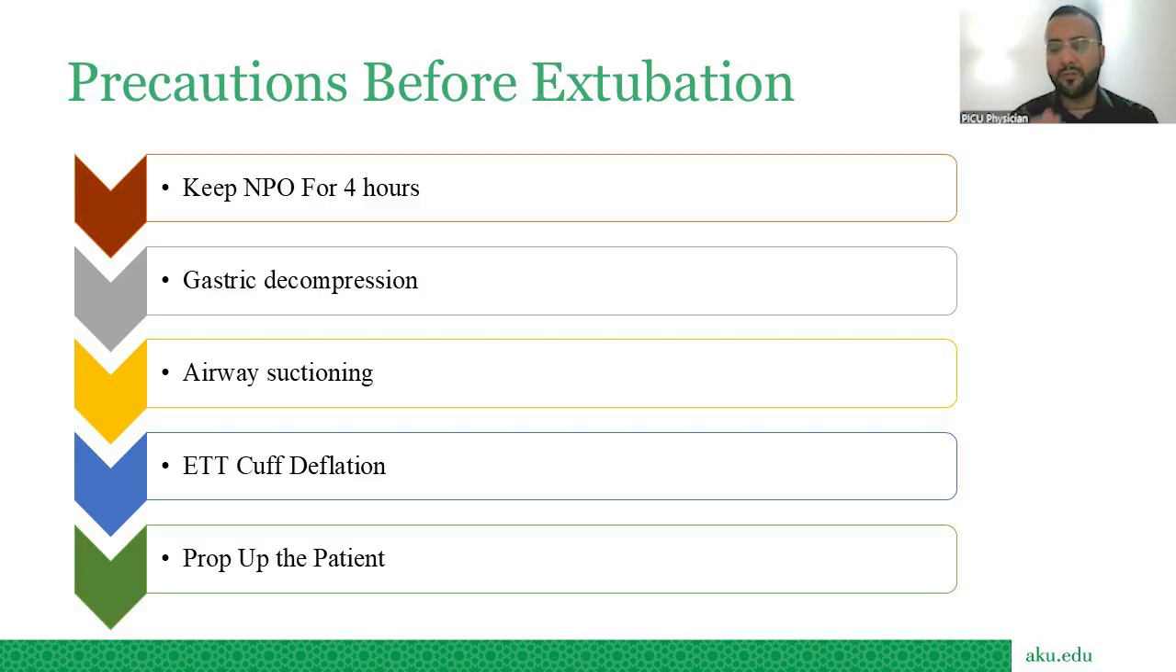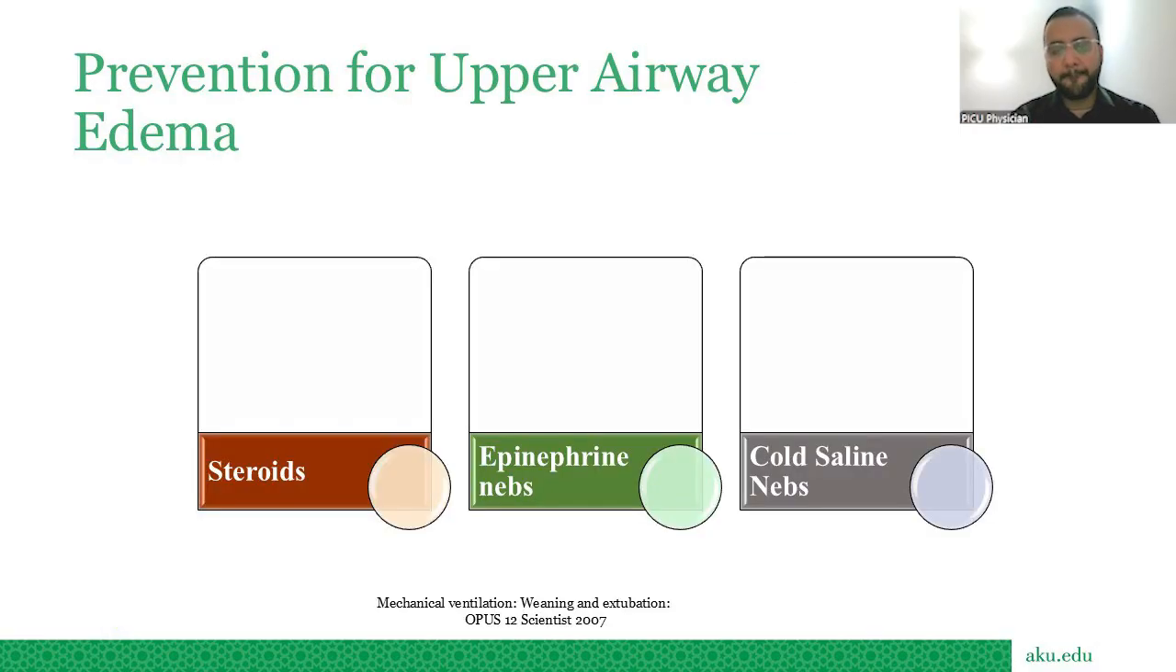Precautions that we take before extubation: we have to keep the patient NPO for 4 hours for liquids and 6 hours for solids. We have to empty the stomach just before extubation. We have to suction the airway one last time before we extubate. We have to deflate the cuff sometime before we extubate. And we have to prop up the patient so that we minimize the chances of aspiration. How do we prevent upper airway edema? We give steroids, we can give epinephrine nebs, and we can give cold saline nebs.